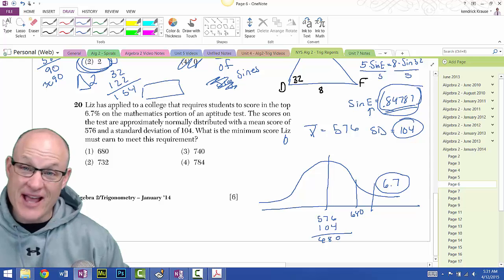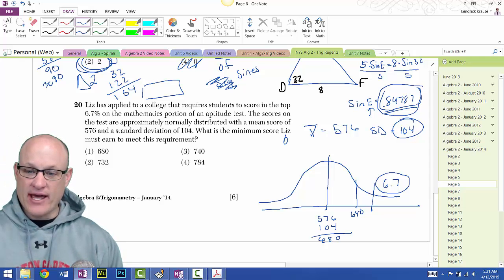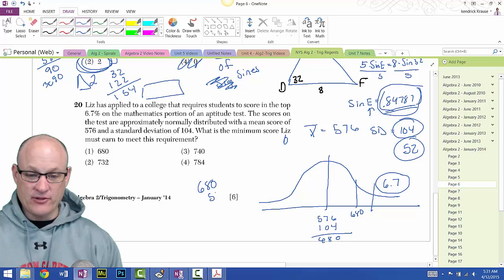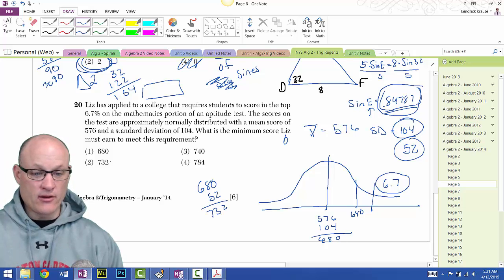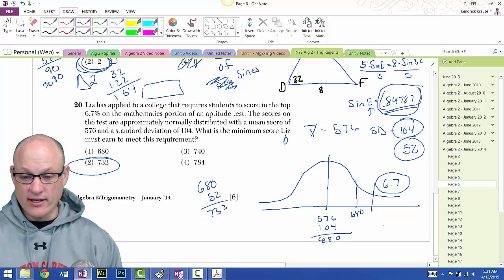I need to go another half. So half of this would be 52. So I need to go up 52 more. So I'm going to take that 680 and I'm going to add on 52. 732. There it is. Because that gives me that magical 1.5 standard deviations.